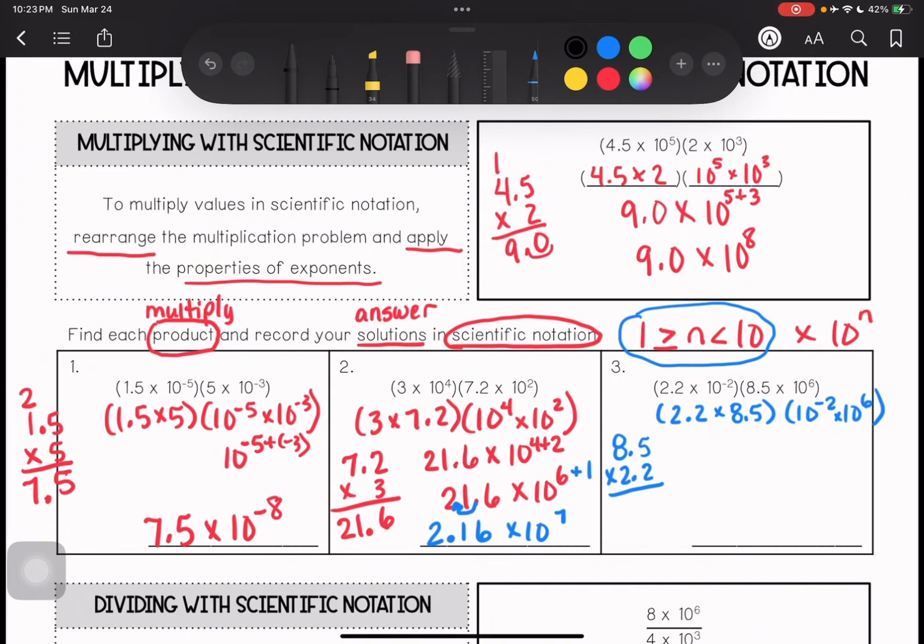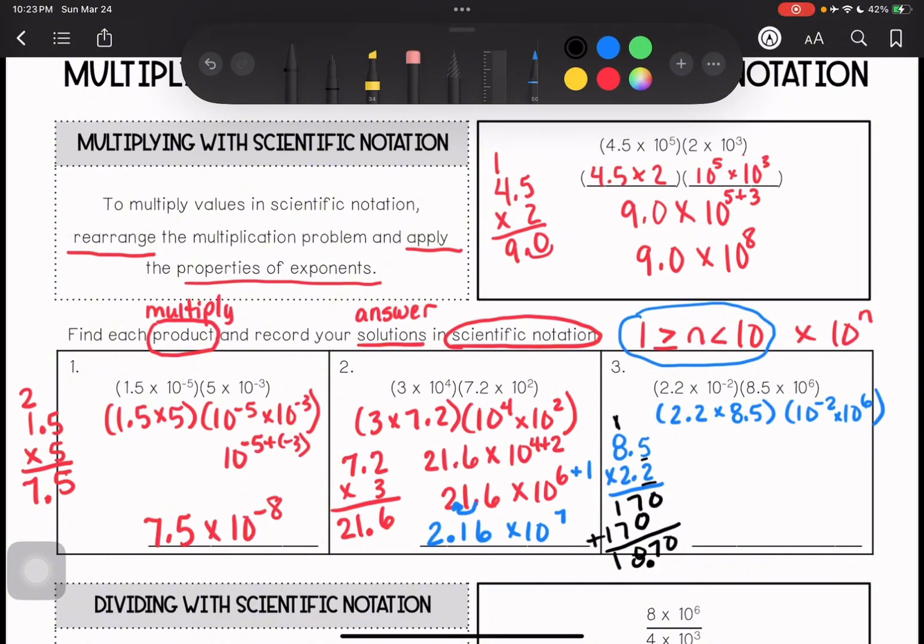So I have 5 times 2 is 10. Carry my 1. 8 times 2, 16, plus 1, 17. Then 2 times 5 is 10. Because I multiplied it with a 2, I'm putting it under that place value. Carry your 1. So you have 8 times 2 is 16 plus 1 is 17. Let's add it up. We have 0, 7, 8, 1. We have 2 decimal places, a decimal place here, a decimal place here.